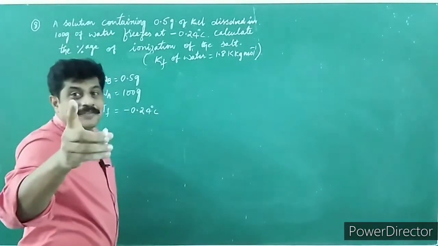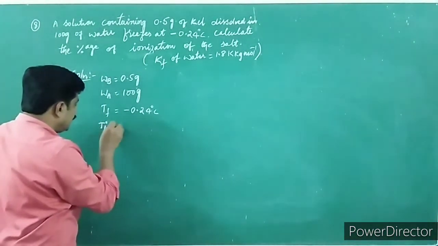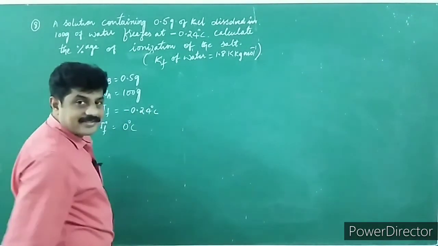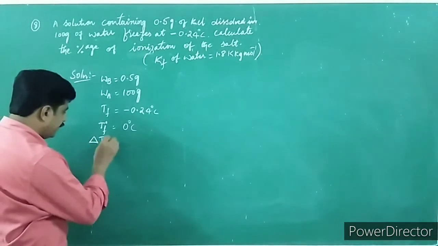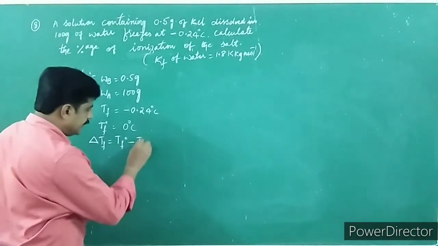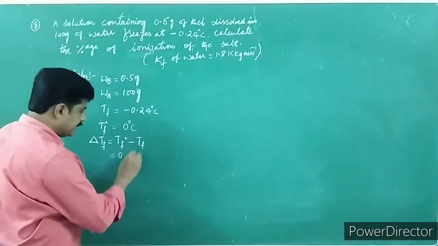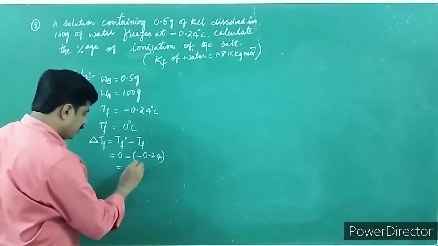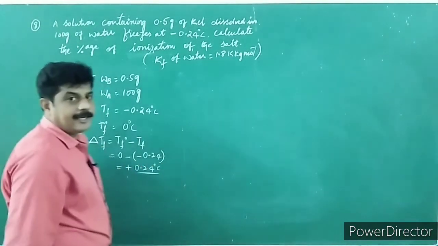You know that the freezing point of pure water, that is TF or not, I'll take as 0 degree Celsius because it is given here in degree Celsius. Next, you should calculate delta TF. How do I do that? Children, TF or not minus TF gives the delta TF. Look here, 0 minus of minus 0.24 degrees Celsius, that is equal to plus 0.24 degree Celsius. That would be delta TF.